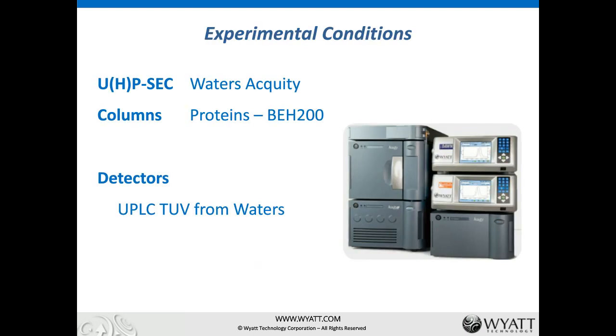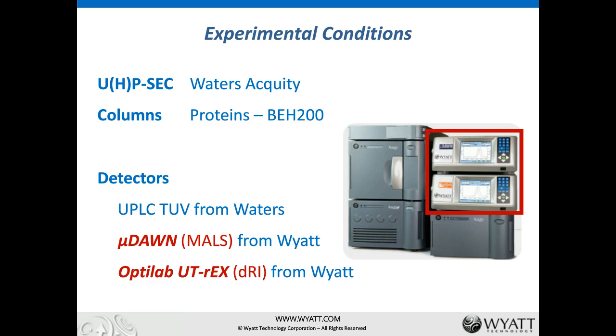Here are the typical experimental conditions we used for UHPLC combined with MALS detection. We used the Waters Acquity HPLC or UPLC chromatograph. We typically use the BEH200 columns and TUV UV detector. The MicroDAWN is a MALS detector. Optilab UTRex is the DRI detector for the UHPLC setup.